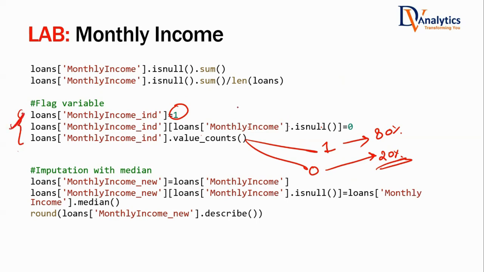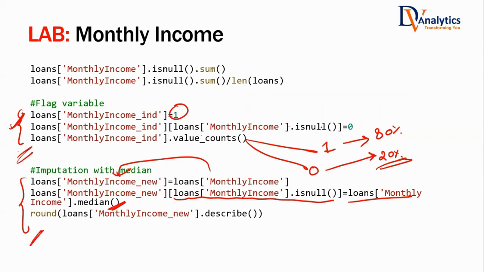Is this the only step that we are going to do with monthly income? No, sir. What is the second step? Imputation. Monthly income new. Wherever monthly income is null, replace that with what? Median values. These two pieces of code. Are you clear on this? Yes, sir. That's what we do.